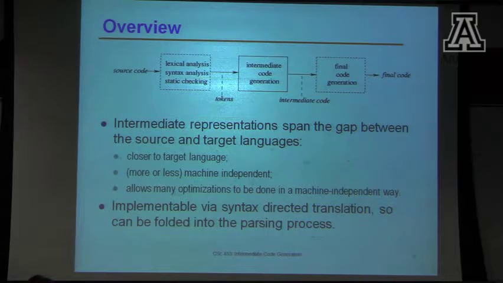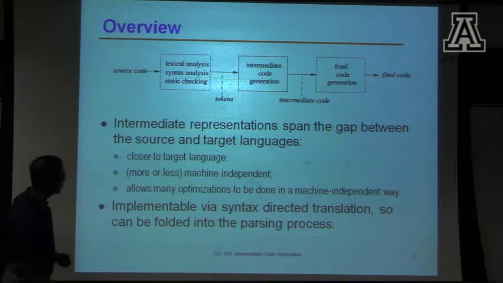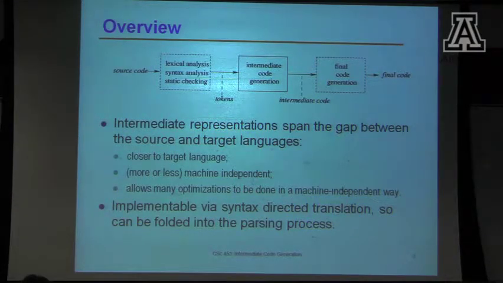So we'll talk about intermediate code generation first. The syntax tree thing that's in your assignment is an example of a kind of intermediate code, and we'll talk about that very quickly. And we'll talk about at least some of the intermediate code generation as being implementable via syntax directed translation, so that we can actually fold it into the parsing process.